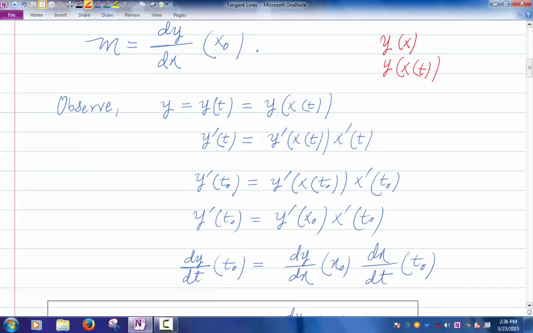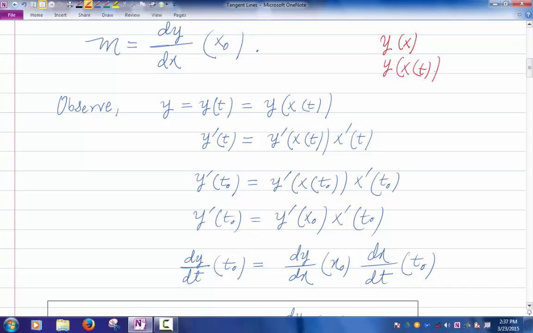Now, it's a matter of rewriting stuff. So y prime of t, let's evaluate both sides now at t naught. So I get y prime of t naught, and then I get y prime of x of t naught, x prime of t naught. Notice that what is x of t naught?